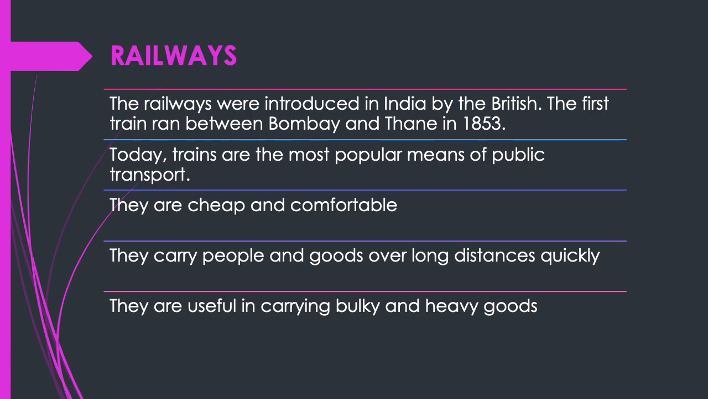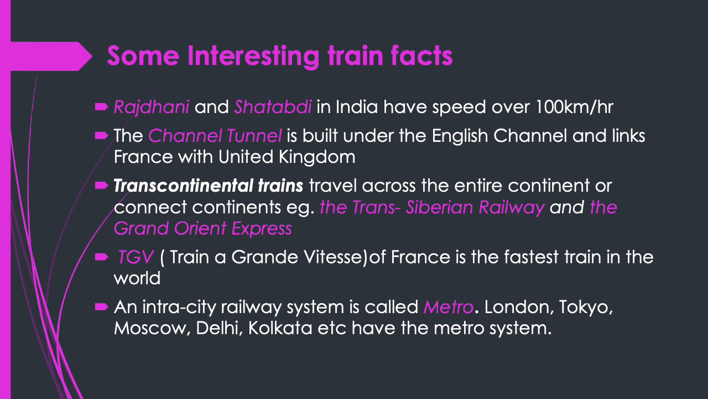Now these are some interesting train facts. I'll just read through now, and when we come to the slides which follow, you can see the pictures of these trains. Rajdhani and Shatabdi in India are the fastest trains, and they have a speed of over 100 kilometers per hour. In Europe and North America, the railway network is also very well developed. The Channel Tunnel links France with United Kingdom.